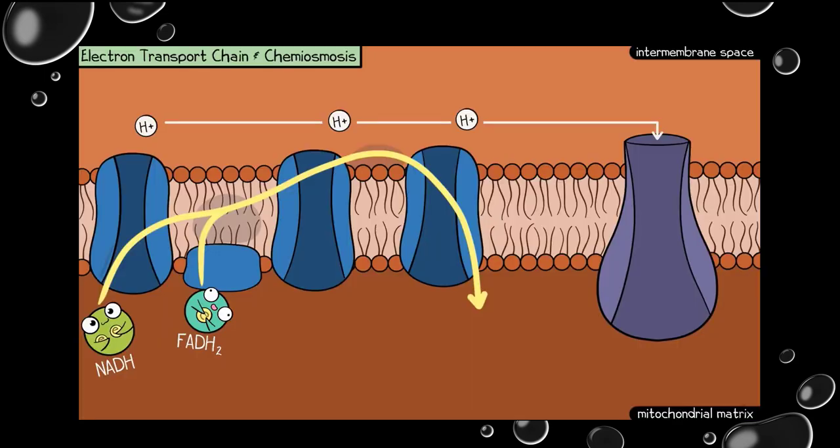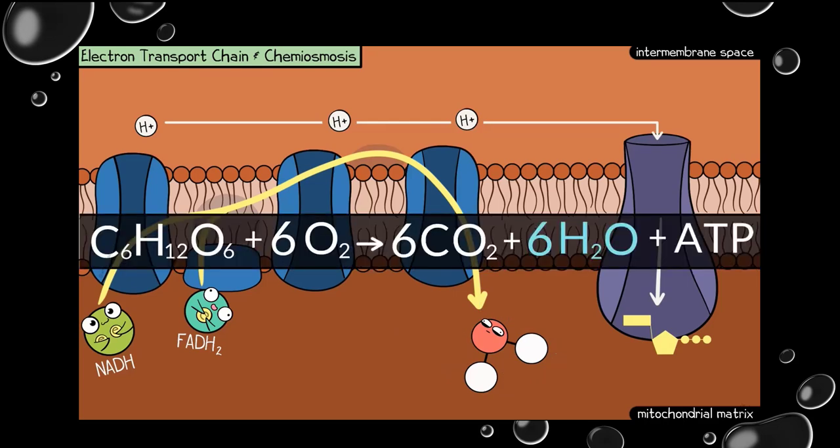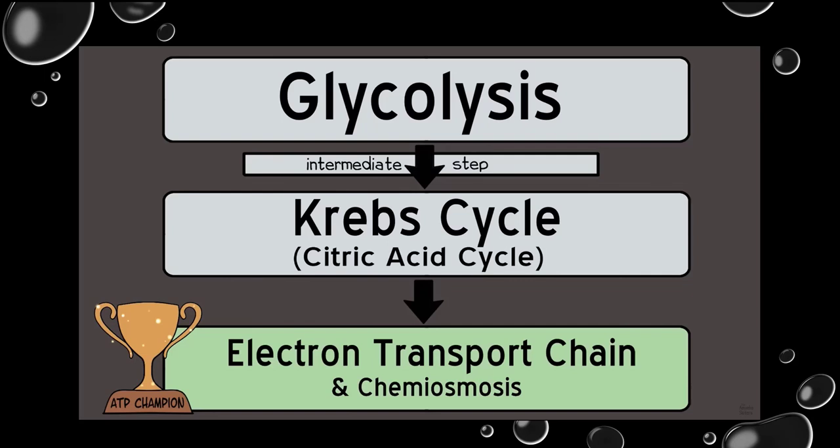So, in chemiosmosis, the protons travel down their electrochemical gradient through a portion of the ATP synthase, powering it to make ATP, the ultimate goal. Oxygen is the final acceptor of the electrons. When oxygen combines with 2 hydrogens, you get H2O, water. If you remember from our equation, water is a product. Now, the electron transport chain in chemiosmosis step makes a lot more ATP compared to the other 2 previous steps.